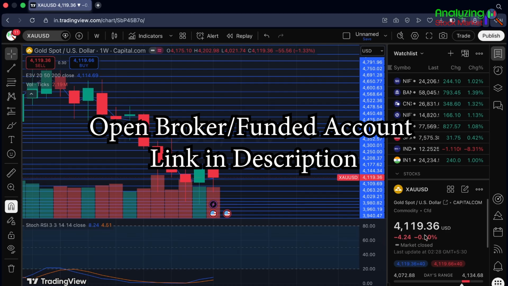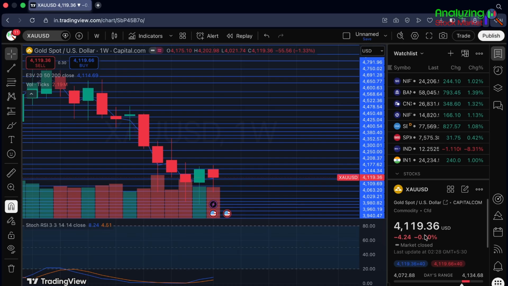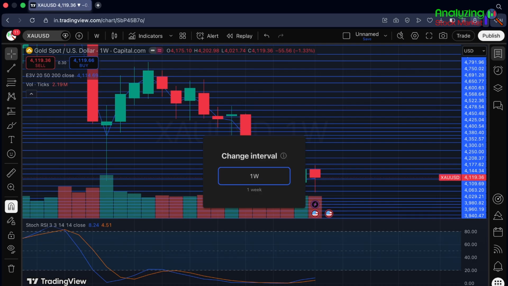Now I'll be talking about what is going to happen in the coming week. I'll also be marking some important support zones and resistance zones which will help you take better stop loss and target levels according to your bias for this week. So let's go straight to a chart. First let's open our weekly chart.